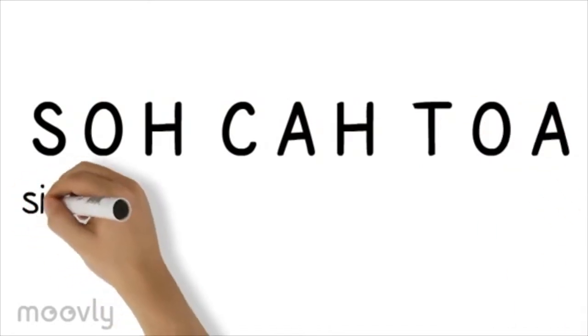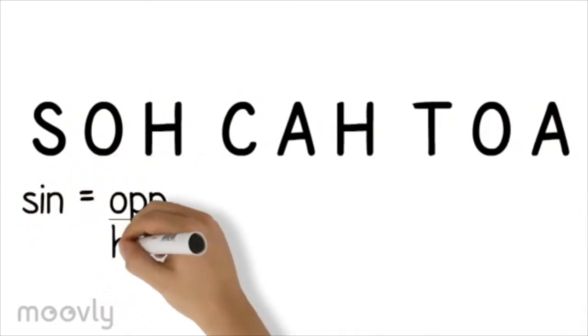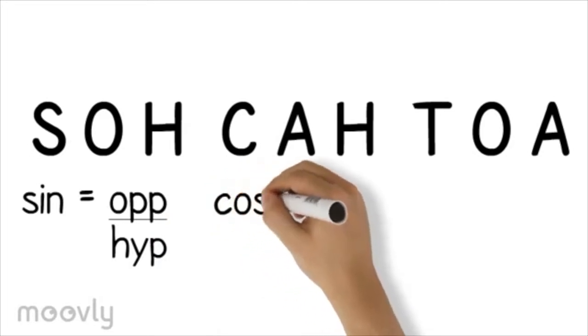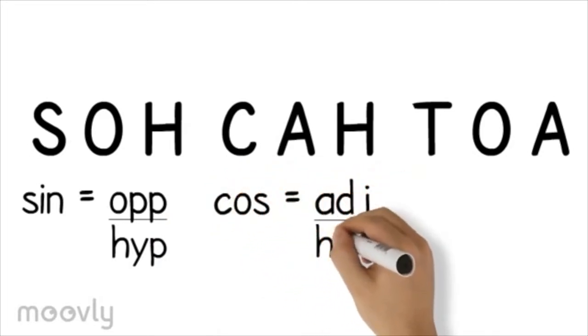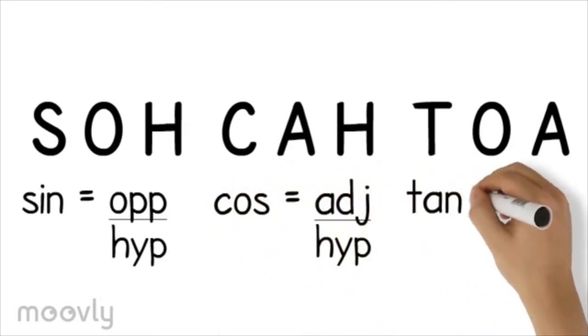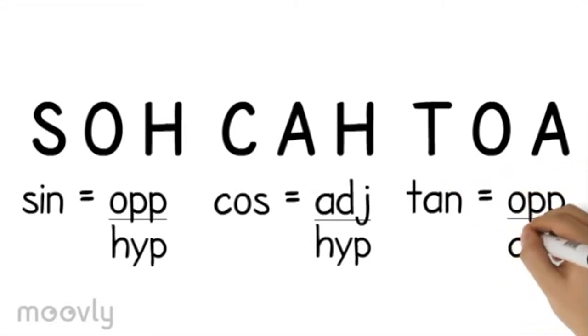What you need to know is SOHCAHTOA, which stands for sine is equal to opposite over hypotenuse, cosine is equal to adjacent over hypotenuse, and tangent is equal to opposite over adjacent.